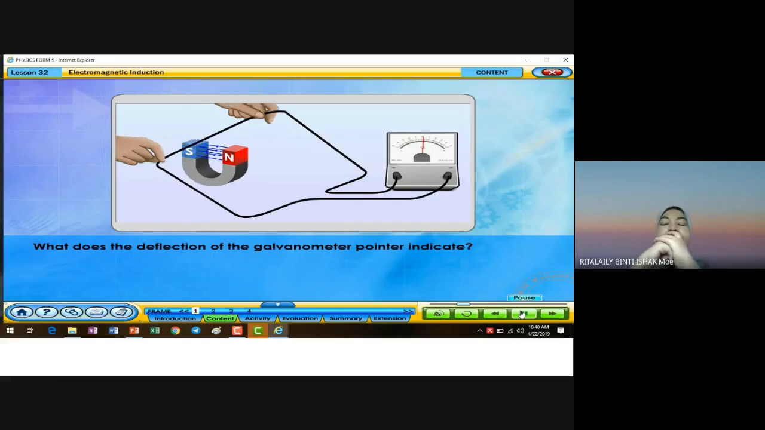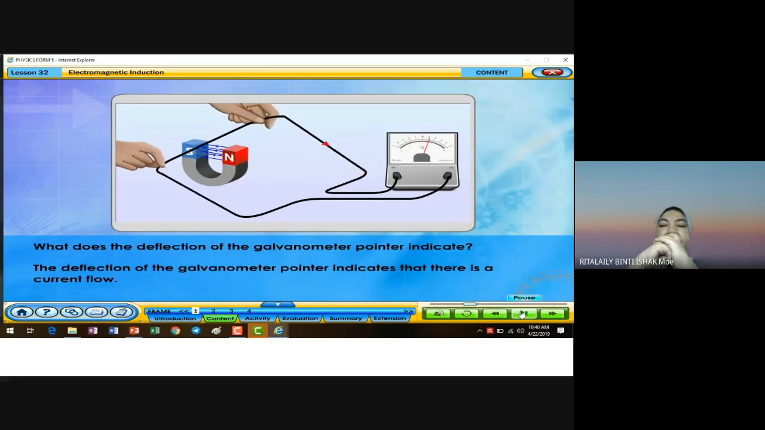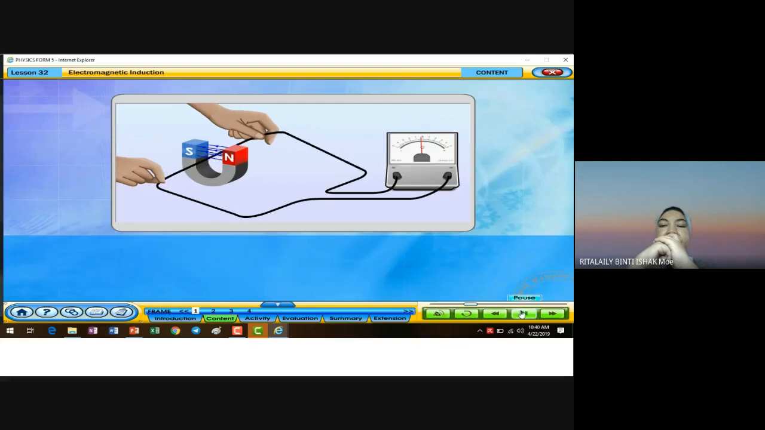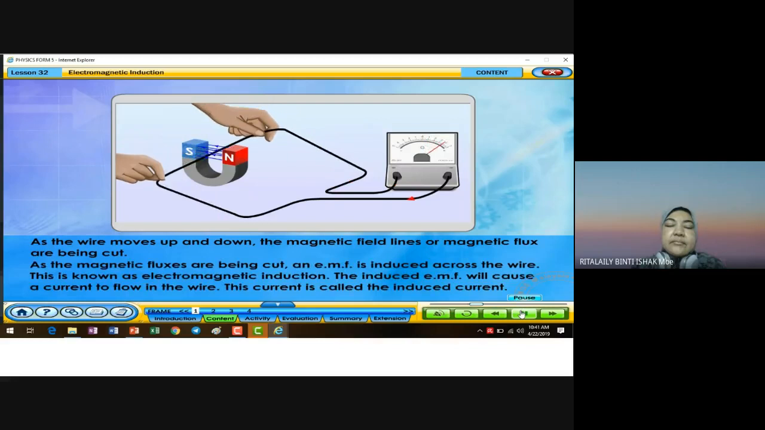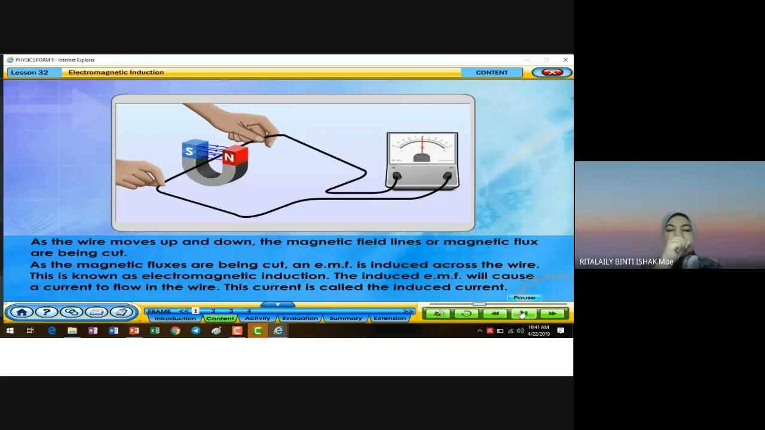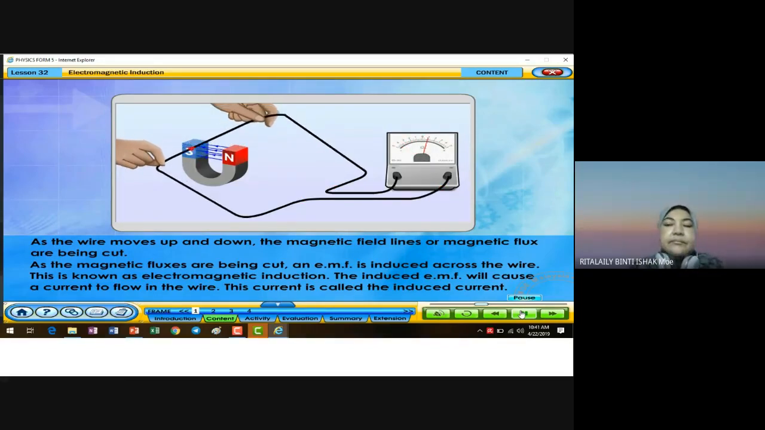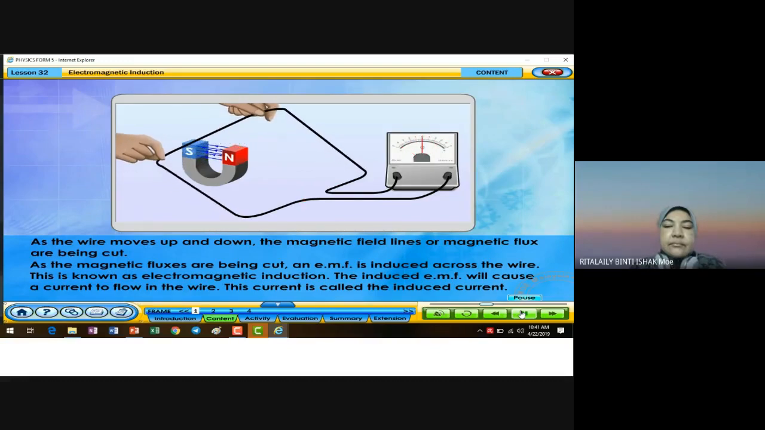What does the deflection of the galvanometer pointer indicate? The deflection of the galvanometer pointer indicates that there is a current flow. As the wire moves up and down, the magnetic field lines or magnetic flux are being cut. As the magnetic fluxes are being cut, an EMF is induced across the wire. This is known as electromagnetic induction. The induced EMF will cause a current to flow in the wire. This current is called the induced current.